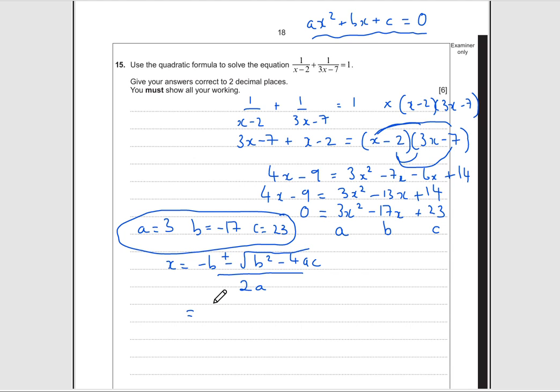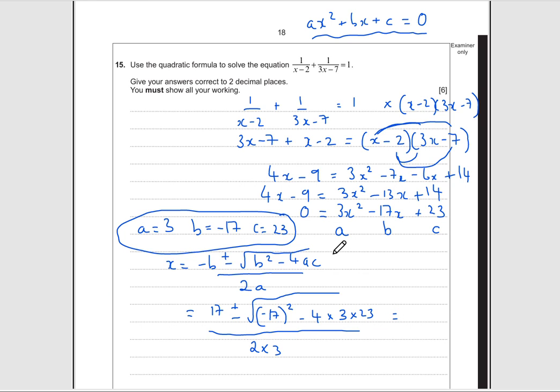So minus b, minus a minus is going to give us positive 17 plus or minus the square root. So b squared is going to be negative 17 squared. Just be careful to use your brackets here. It's really important. Minus 4 times 3 times 23, all divided by 2 times 3.